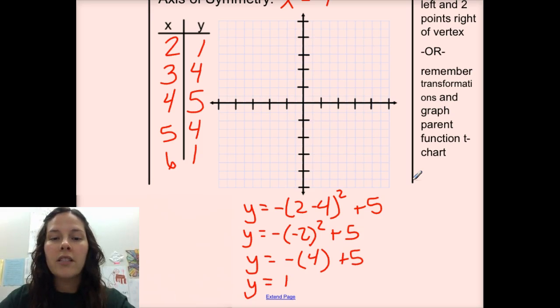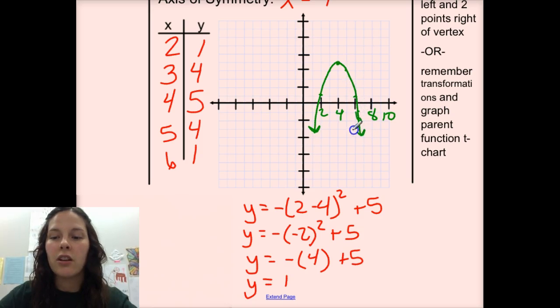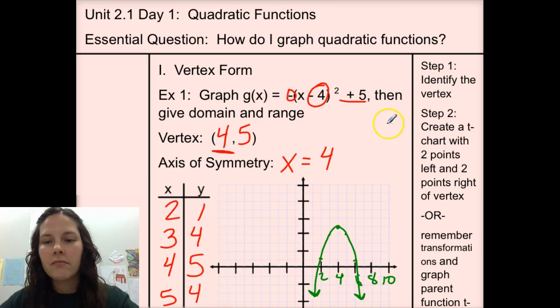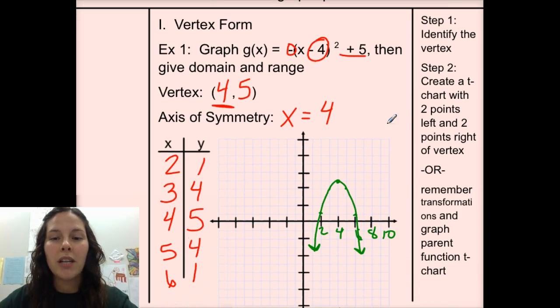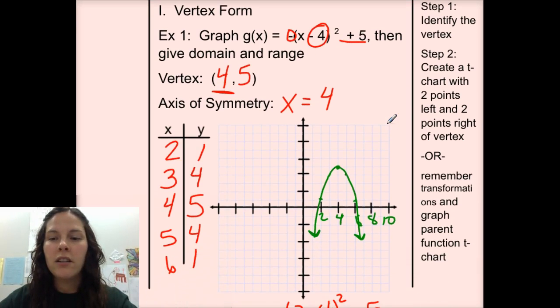So when you graph this, start with that critical point. I'm going to count each of these as 2, so you can follow me when I'm graphing. So going to 4, 5, and then just plotting those other ordered pairs that we found. Again, if you're comfortable with transformations, you can use the parent function t-chart instead of substituting values into the function that you're given. Last piece, we're going to look at domain and range for this function.